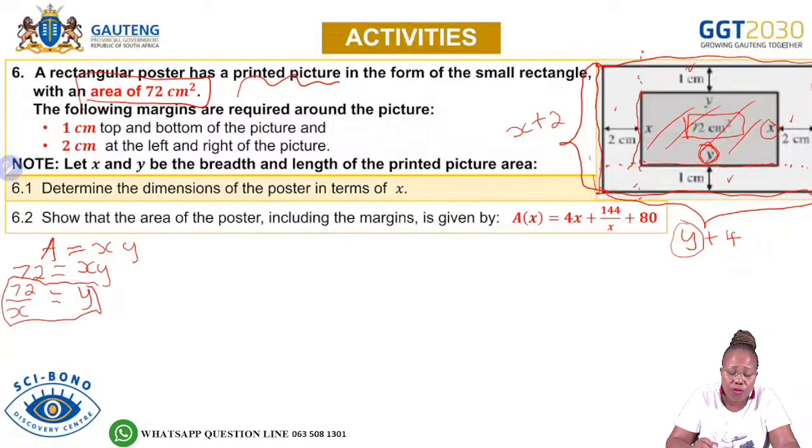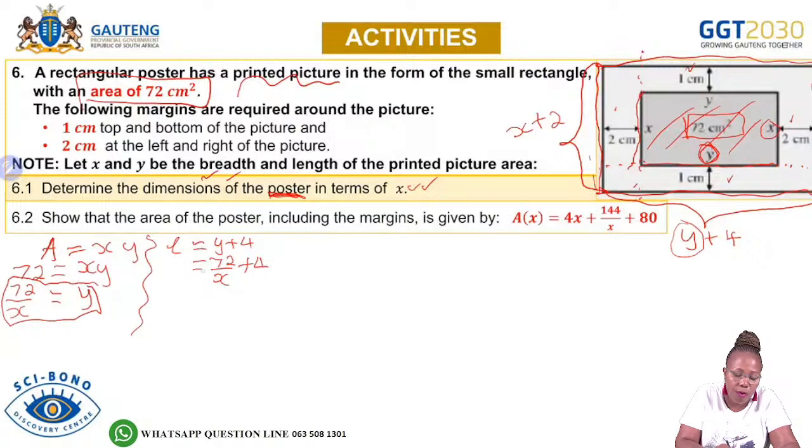So grade 12, if they say determine the dimensions of the poster in terms of x. Our poster dimensions now will be: the length of the poster will be y plus 4. What is the y? 72 over x plus 4. That is the length of the poster in terms of x. And the breadth of the poster in terms of x, it is already in terms of x, which is x plus 2.